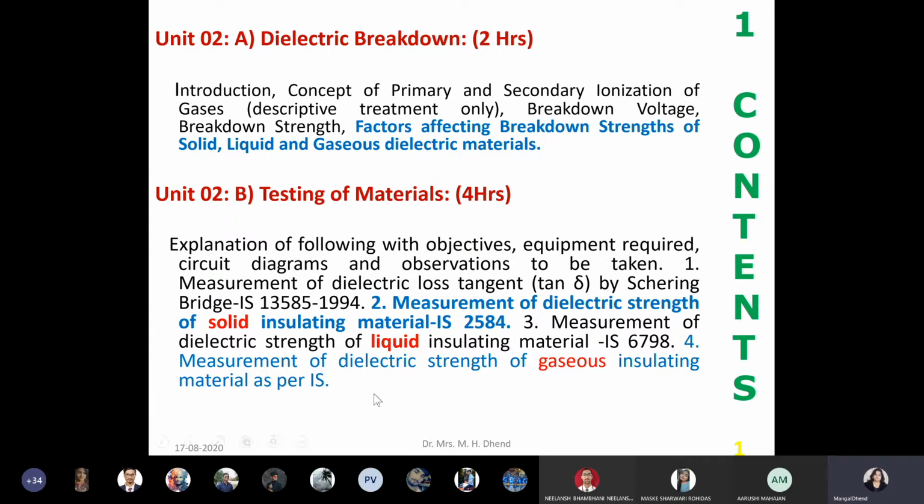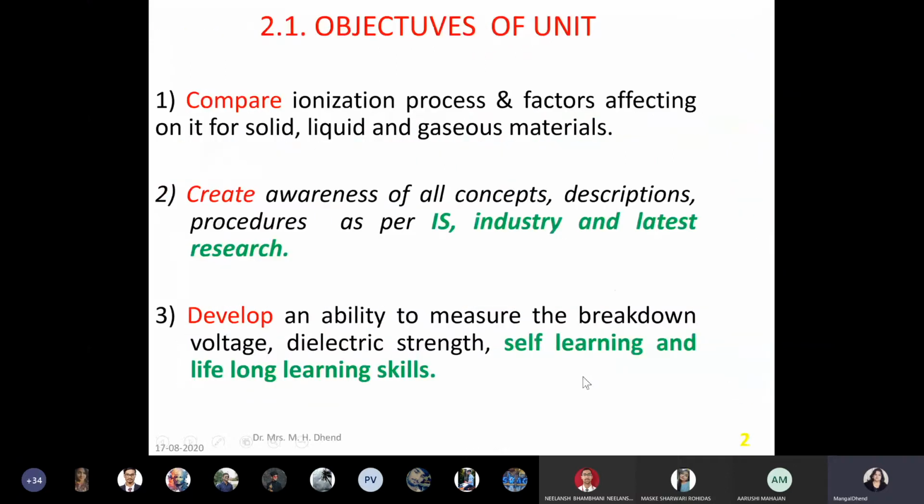Okay, so first we covered the third unit. So you are in stage. And just now you have written in the test also what is the difference between solid, liquid, and gaseous insulating material. So let us start. What can be the objectives of the unit? You must be able to compare. Comparison is higher level learning.